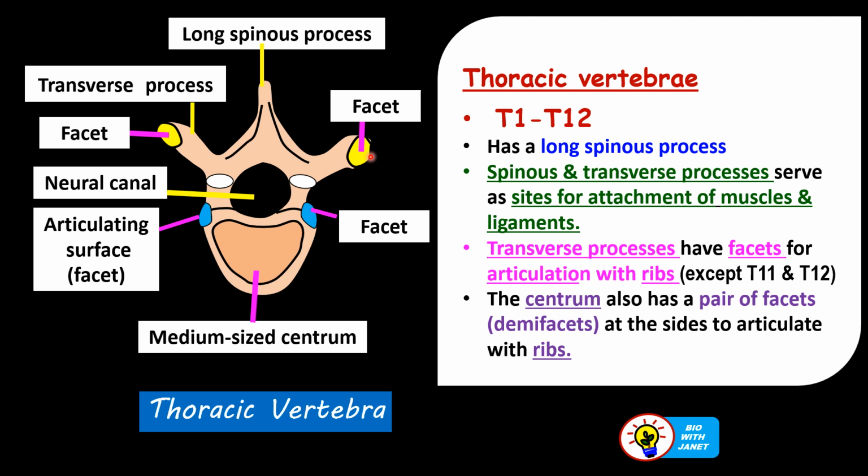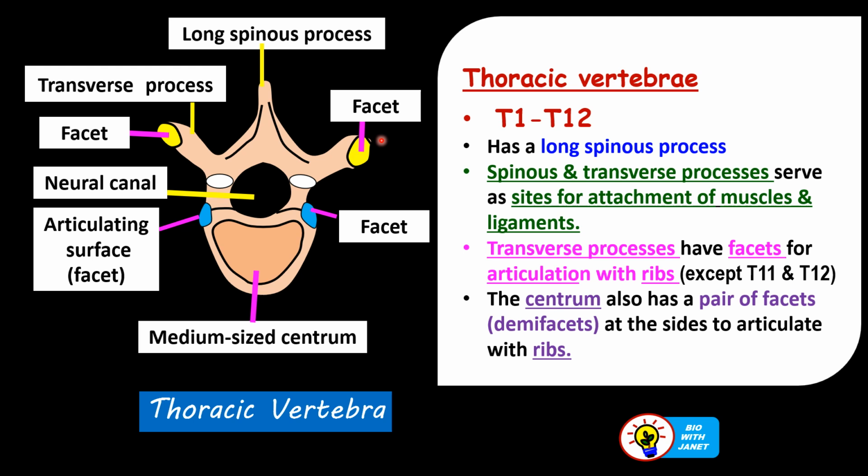And the spinous and transverse processes serve as sites for attachment of muscles and ligaments. Okay, so all these projections are usually for attachment of muscles and ligaments. So a lot of back muscles are attached to the spinous process and transverse process to allow us to turn our body, right? Now, transverse processes have facets for articulation with ribs. Now, this is something important which is only found on the thoracic vertebrae. You can see that here you have a pair of smooth surfaces to articulate with the ribs. Okay, so on the transverse process, you have facets to articulate with the ribs.